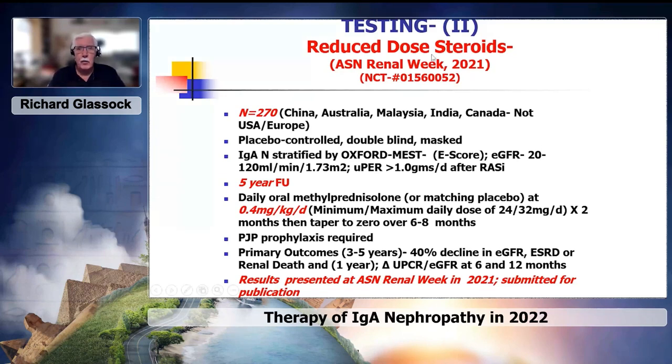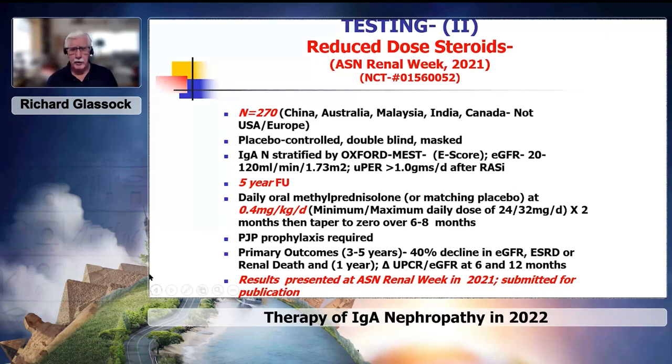So a reduced dose trial was designed, with very large numbers, extending the recruitment beyond China to other countries. It was placebo-controlled, double-blinded, and masked, and for the first time, the treatment groups were stratified by the E-score in Oxford MEST. There was a 5-year follow-up, and the dosage was half that used in the high-dose trial, and pneumocystis pneumonia prophylaxis was required.